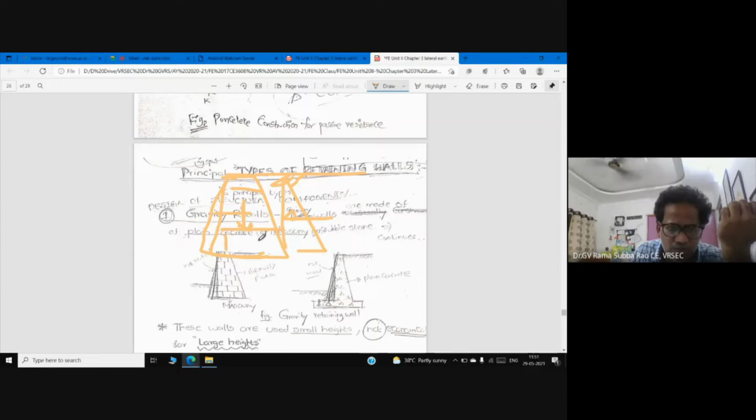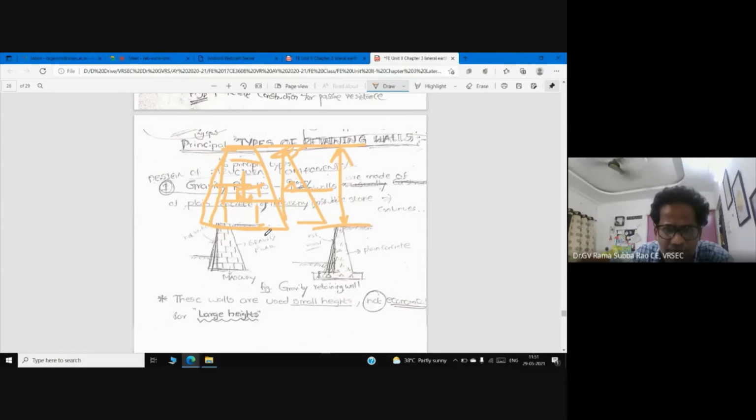That means with stone masonry, random rubble, or plain cement concrete. So this is about the gravity wall. But the limitation of these walls is that you can construct them only up to 2 to 3 meters. It is very difficult to construct a wall beyond 2 to 3 meters.